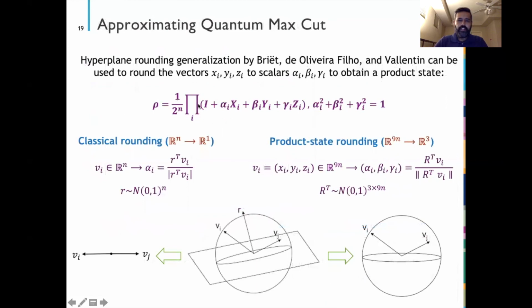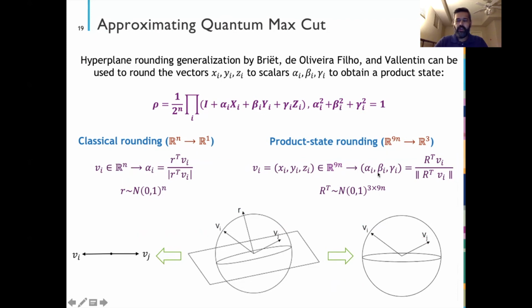As mentioned before, for the rounding we want to get to a product state. The rounding here uses a generalization of hyperplane rounding by Briët et al., the version they used for their rank-constrained max cut problem. To lay it out, if we start with a vector solution, as on the previous slide, classically we just have a single vector per variable, and we project that onto a random vector and normalize to get a plus or minus 1 value. Here, the output should be 3 scalars whose squares sum to 1.